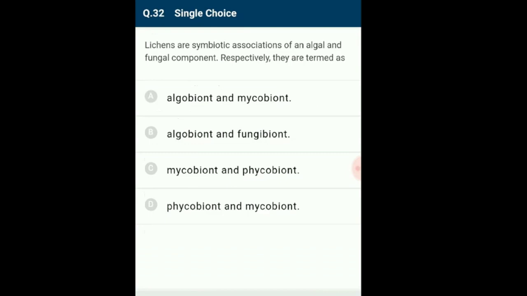Question number 32. Lichens are symbiotic associations of an algal and fungal component respectively. They are termed as. Lichens are symbiotic associations, for example, mutually useful associations between algae and fungi. The algal component is known as phycobiont and the fungal component is known as mycobiont, which are autotrophic and heterotrophic respectively. Algae prepare food for fungi and fungi provide shelter and absorb mineral nutrients and water for the partner. So the answer is option D, phycobiont and mycobiont.